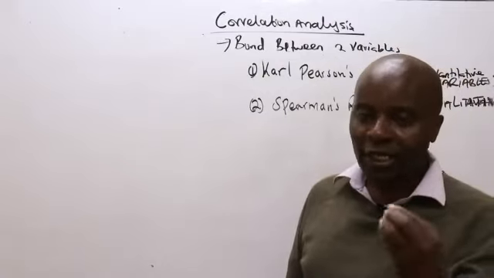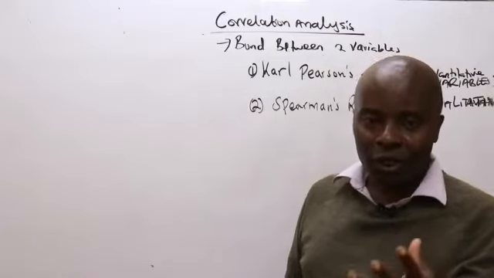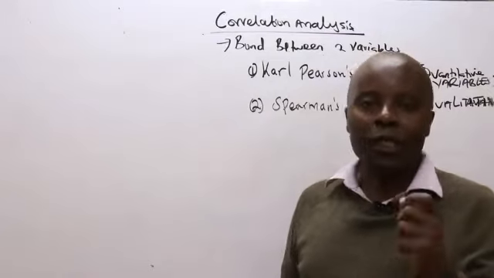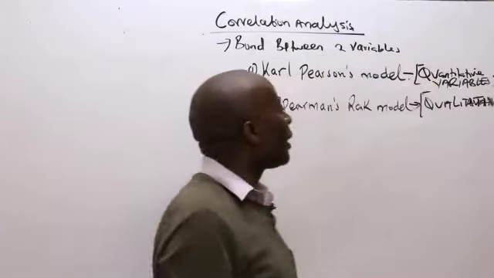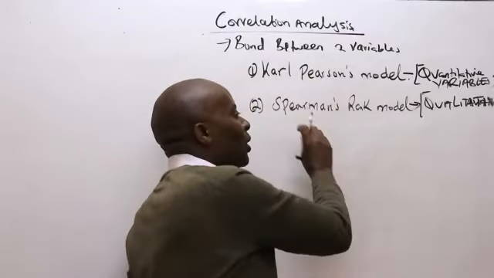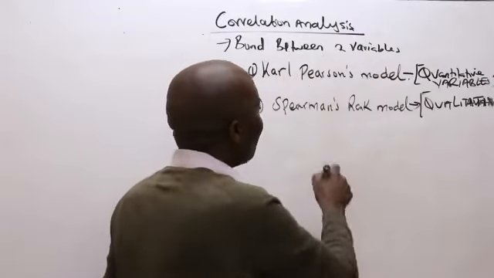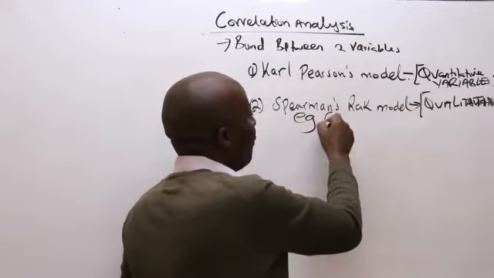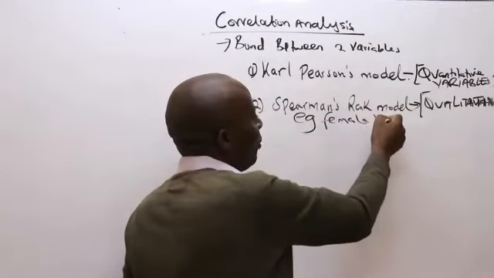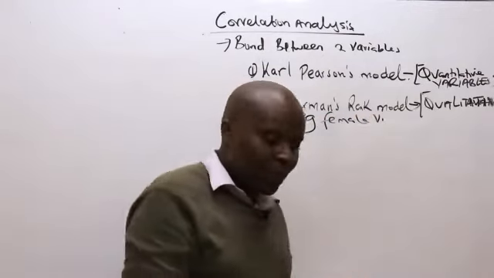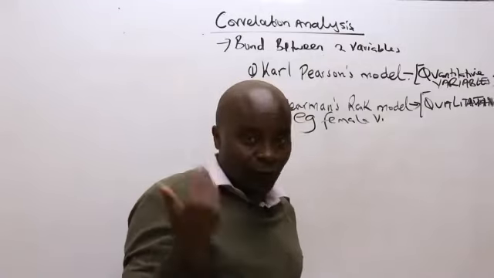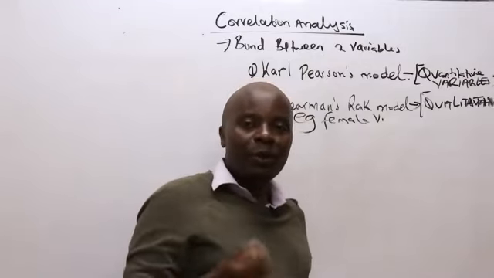Variables that you can't count, variables that you can't measure, we call them what? Qualitative variables. Ladies and gentlemen, those are variables that you can't count, that you can't measure. For example, a very good example of a variable that you can't measure or count is female beauty.